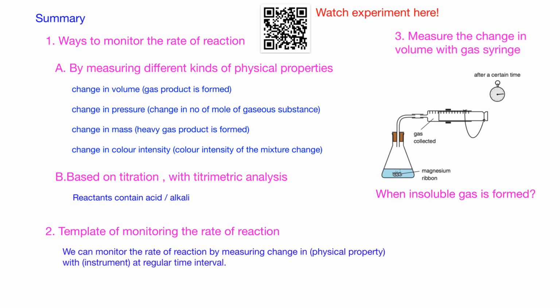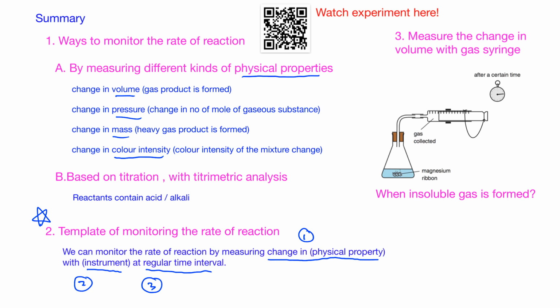So to summarize, there are ways to monitor the rate of reactions, basically categorized into 2 methods. One would be to monitor the changes in physical properties, say for example the volume change, the pressure change, the mass change, or color intensity change. Other than that, we can base on titrations. We can use titrimetric analysis to help us. So a very important thing is, when you suggest ways to monitor the rate of reactions, your answer has to have 3 parts. One is the change in physical property. The second one is what instrument you're going to use. Last one, you have to tell them that we'll do that at regular time intervals.